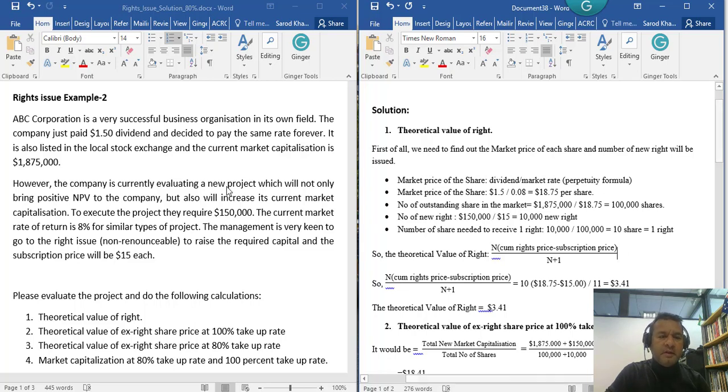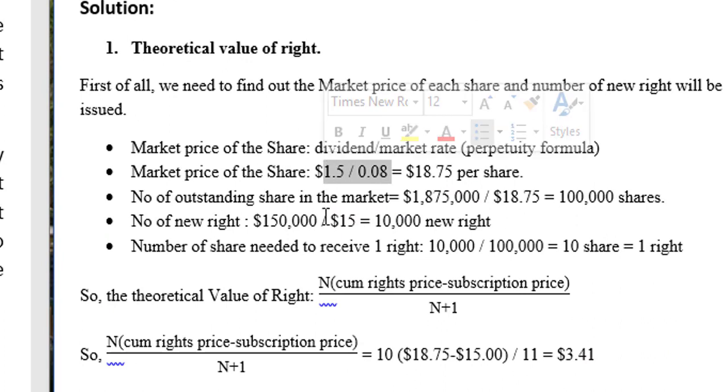So the market price of the share will be, as you can see here, they're saying that the company just paid a $1.50 dividend and decided to pay the same rate forever. Now, the price of the share has not been given, however, we know from the question that the company just paid a dividend of $1.50 and decided to pay the same rate forever. This is something like a preference share or a perpetuity, which will provide the same dividend forever. The formula for the perpetuity is basically D divided by R. So the price of the share should be $1.50, which is the dividend, divided by the rate of return, which is R, 0.08. If you solve the equation, we find that the price of the share would be $18.75.